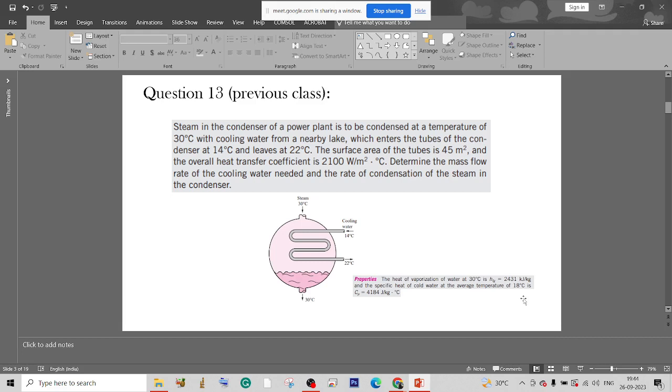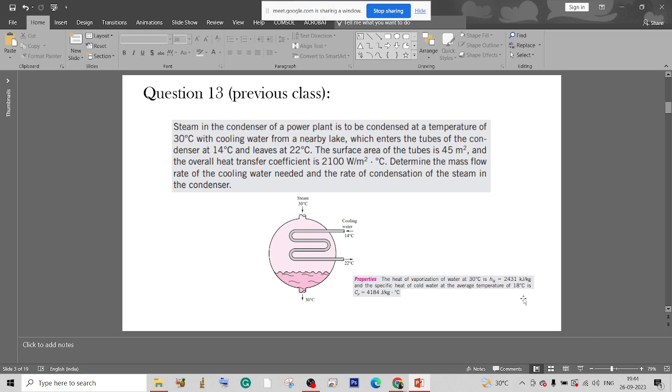So how will we approach this? Anyone? We are provided with the heat transfer area, and we are provided with the overall heat transfer coefficient. So what we need is the log mean temperature difference, right? So how will we get the log mean temperature difference? We just need one temperature left to be known, right?